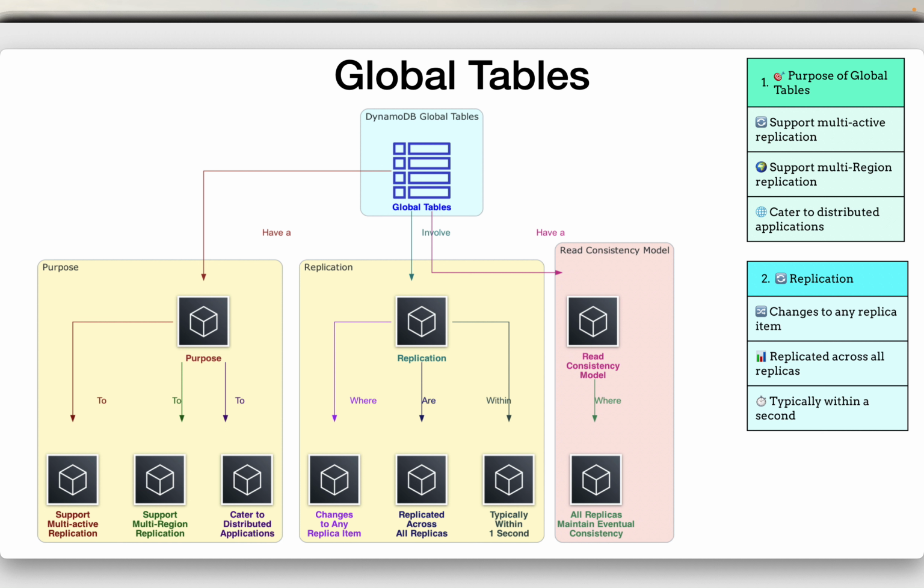Replication. So changes made to any item in a replica table are replicated across all other replicas, typically within a second. All replicas within a global table maintain eventual consistency. So we have strong consistency and eventual. So these maintain strong eventual consistency.